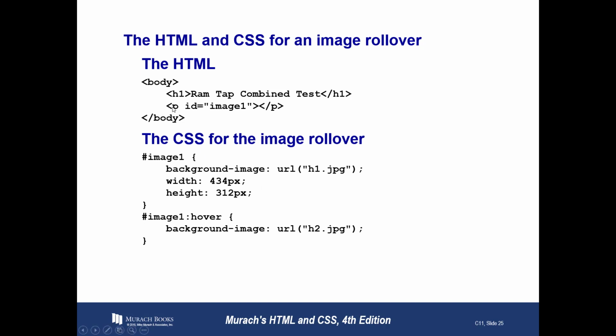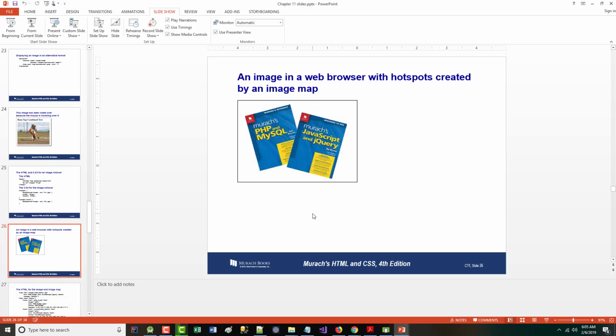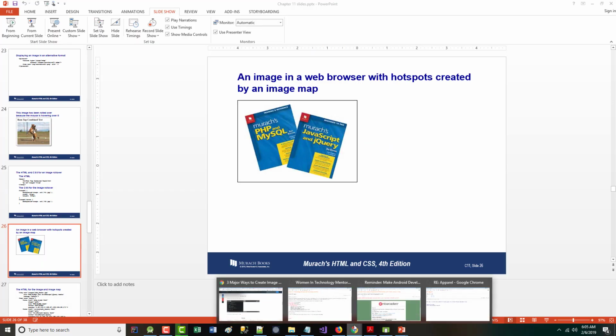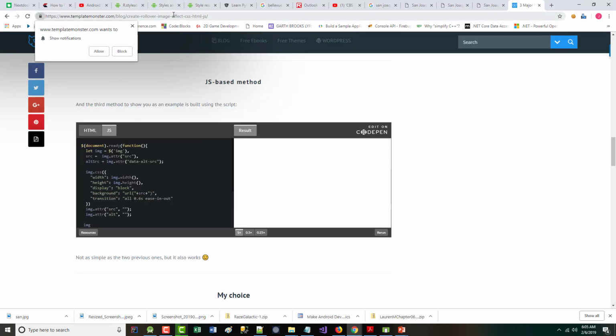So notice what we're doing here. This is the image. It's got a height and a width. This says when we hover over it, change it to this image. Okay? All right. An image in a browser with hotspots created by an image map. Let's get a good image map example. I'm going to give you 2 of them. First one.